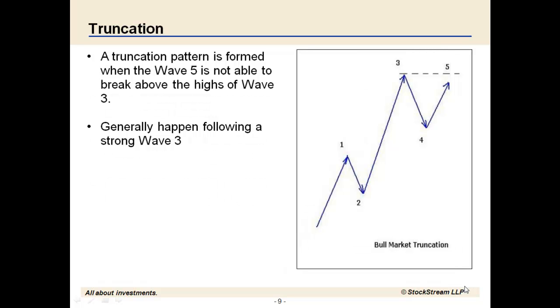A truncation is another special case of an impulse wave, where the wave 5 high is below the wave 3 high. This pattern generally occurs after a strong wave 3 move.